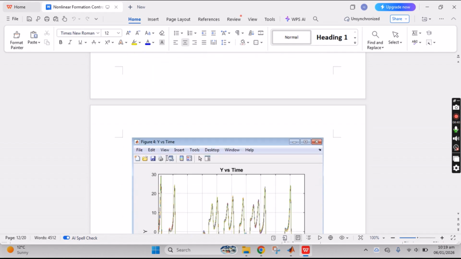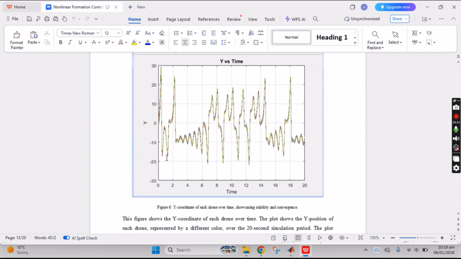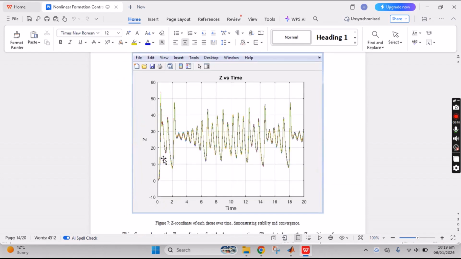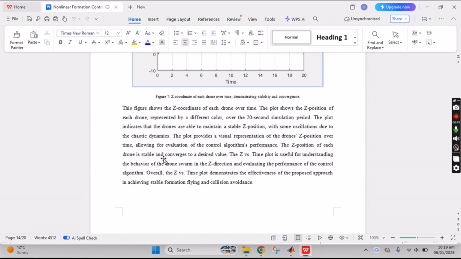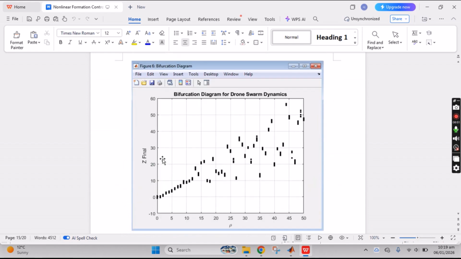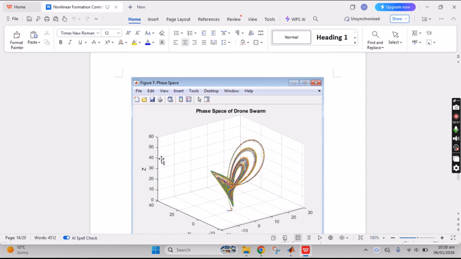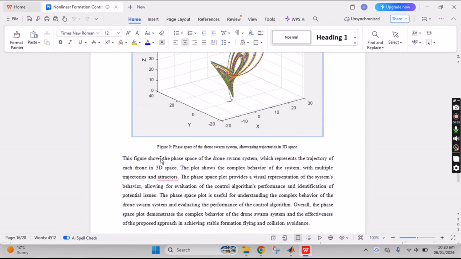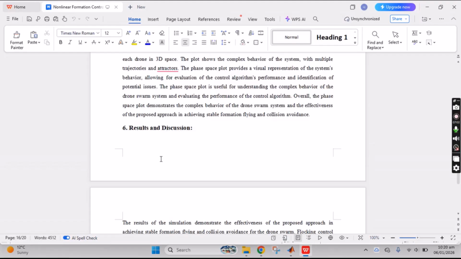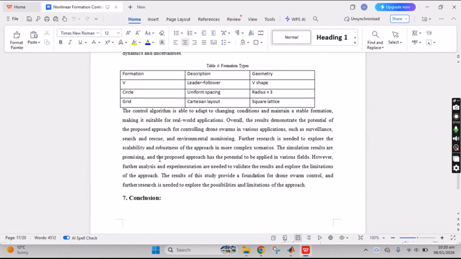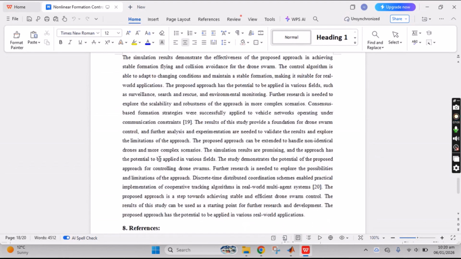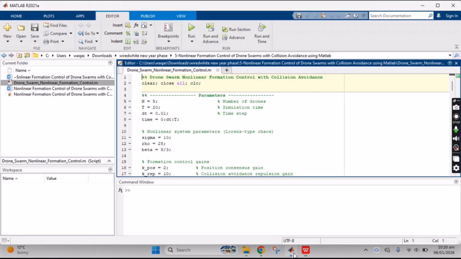This provides stability and convergence, and the y coordinates likewise provide stability and convergence. The z coordinates provide stability and convergence as well. This is the bifurcation diagram for the drone swarm dynamics, and this one is the phase space of the drone swarm, providing the 3D trajectories of the drones, and the results and discussion with the conclusion and references are added. Let me now provide the MATLAB demonstration.